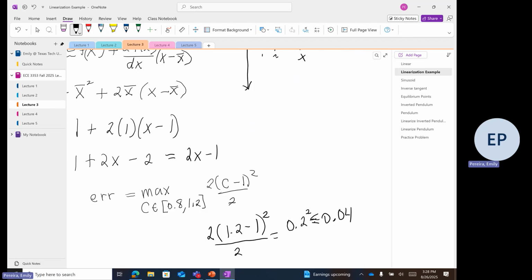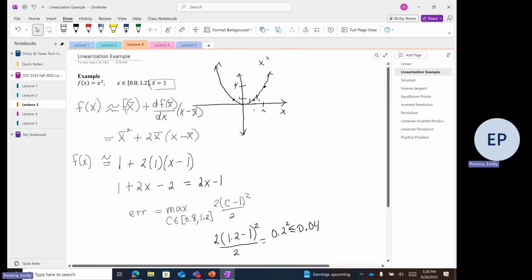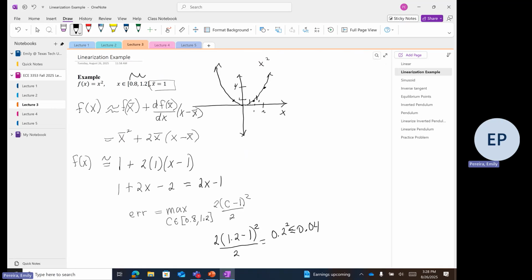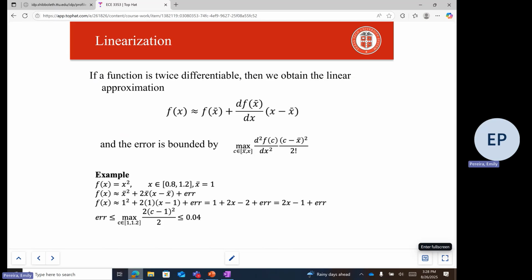So that's pretty good. So you can see for small ranges like this here, we get a pretty good bound on the error. If you increase this range to the point where now you have a much larger interval, your error is going to increase. Okay, so we really want to focus on linearizing around this small range. All right, so let me go back now.